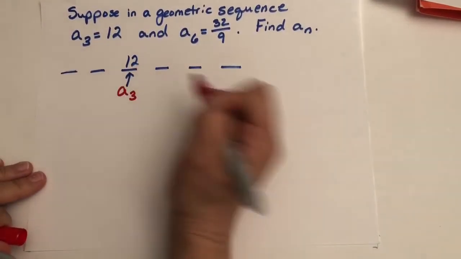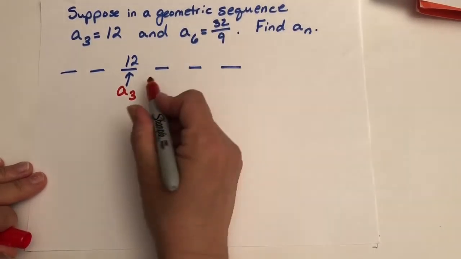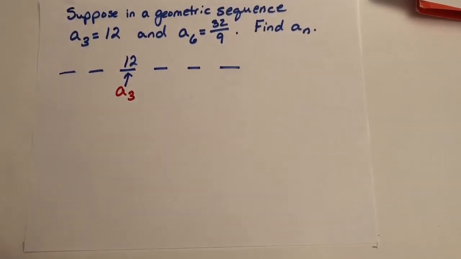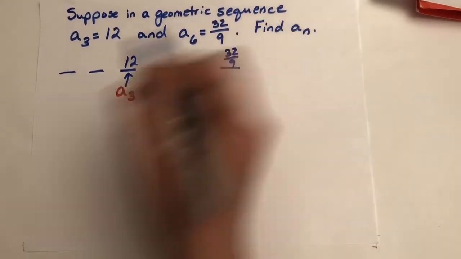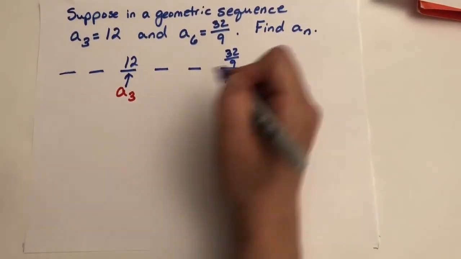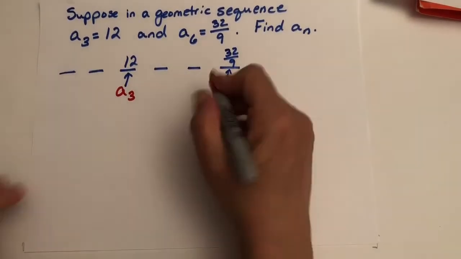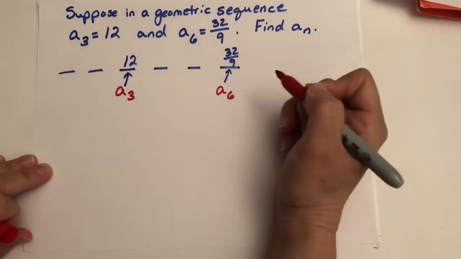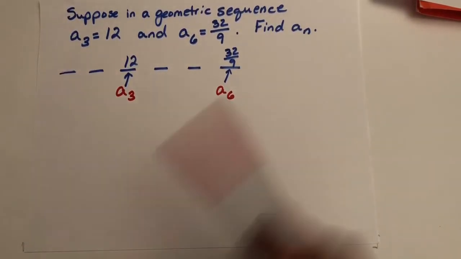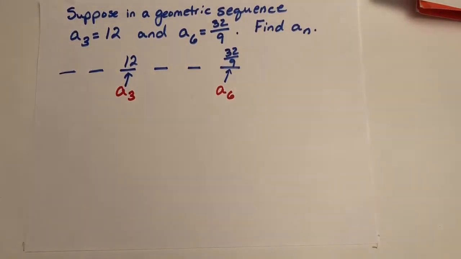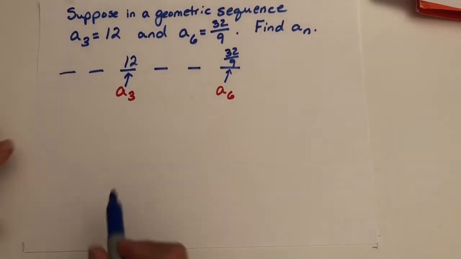There's a sub 3. And over here, this term right here is 32/9, and that's a sub 6. Remember, we need the first term and we need r in order to be able to write the equation for this. So let's see what we can do.